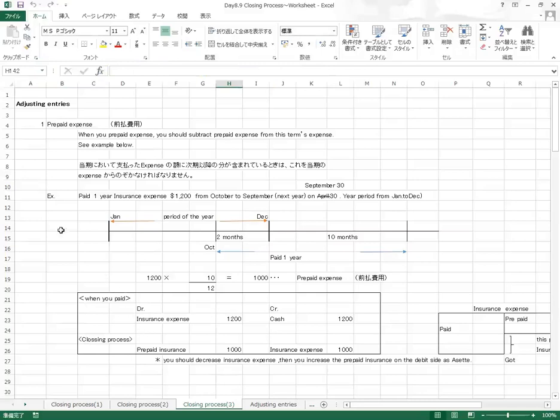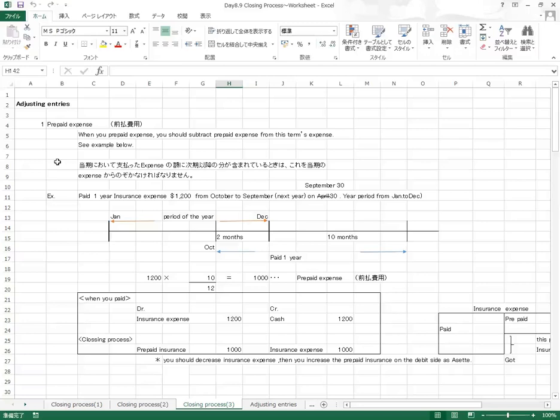In accounting, a company sets a term, maybe it would be 1 year. And to calculate appropriately how much we earn and how much we expense in that term, we should adjust our expense and our earnings. So that is today's theme.